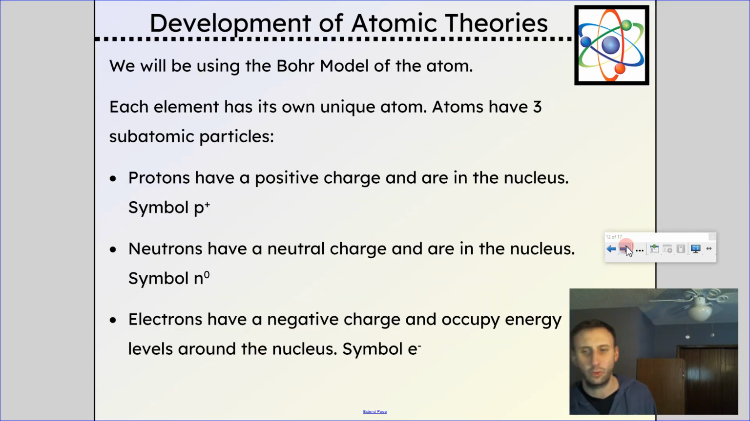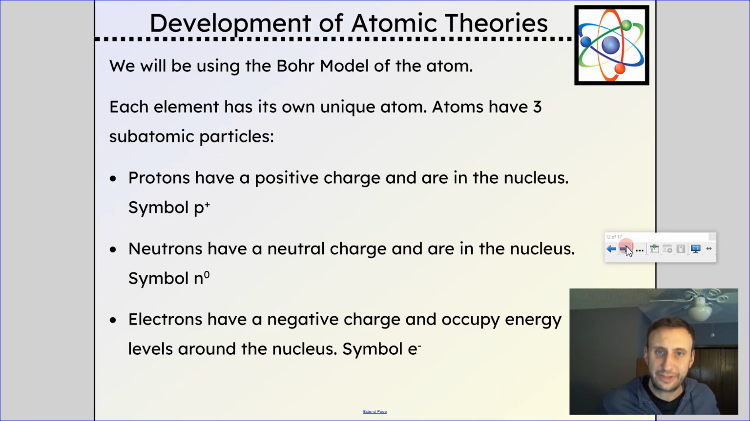All right, so what are we going to be using in grade 9? We're going to be using the Bohr model of the atom. We're going to focus on that. So we're going to look at atoms having electrons in energy levels around a very dense positive nucleus that has protons and neutrons. Each element has its own unique atom.